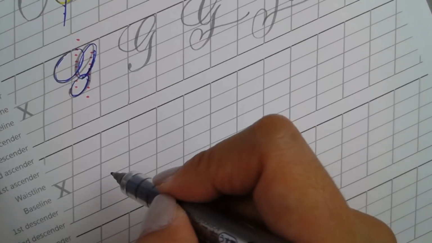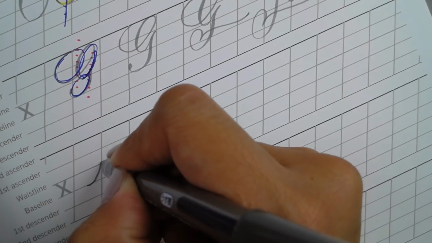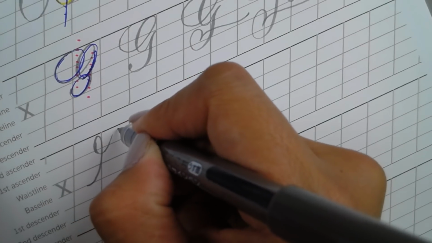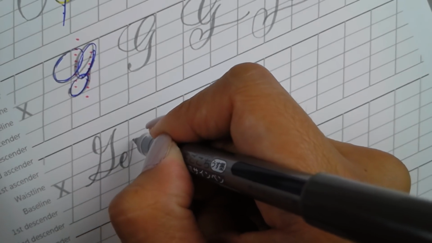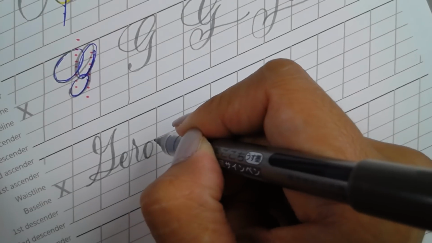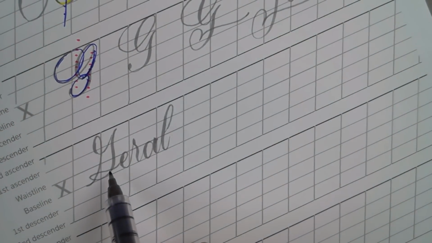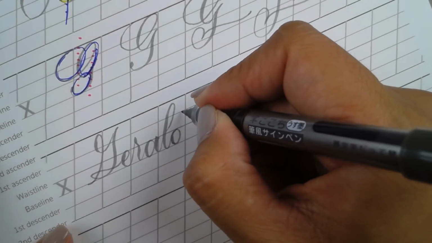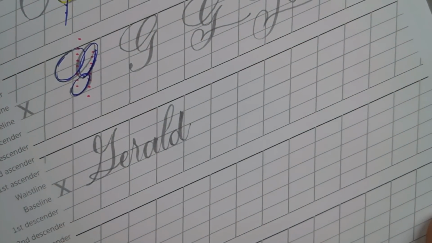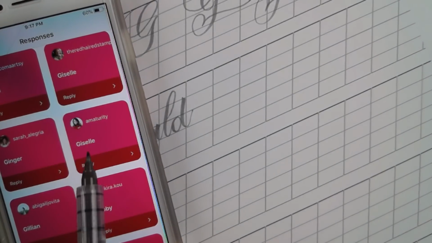Let's do Gerald. This is, I think, Lisa's father-in-law's birthday. So this is a totally different G, but I really like this version. And I also find it easier to connect from this version. Okay, let me scroll a little bit. Oh, I always love this name. And two people, look, I'm not making this up, two people have it in a row, Giselle.